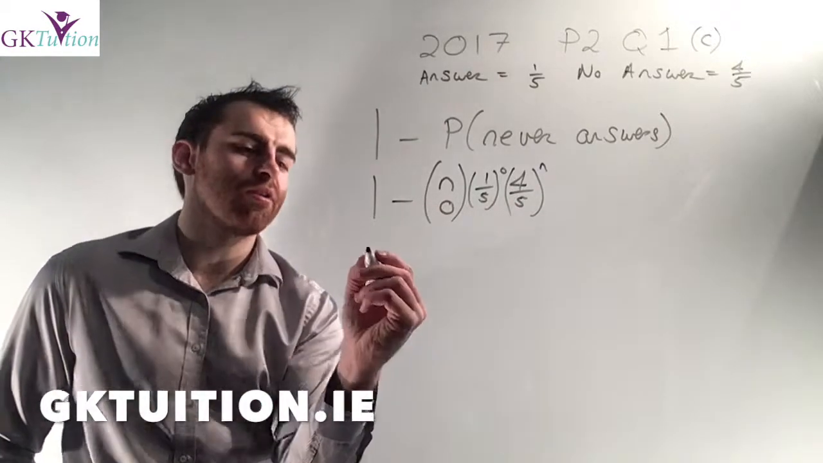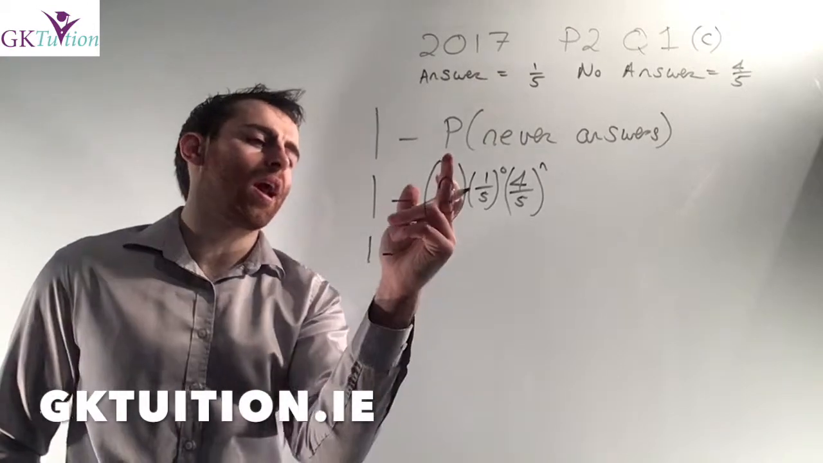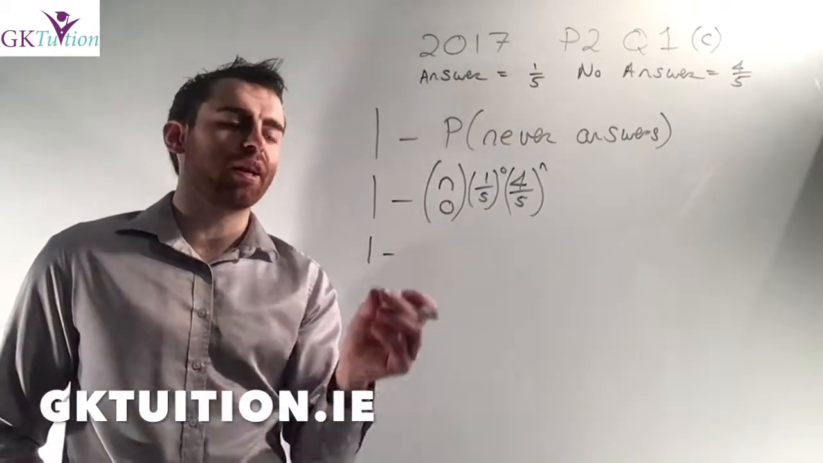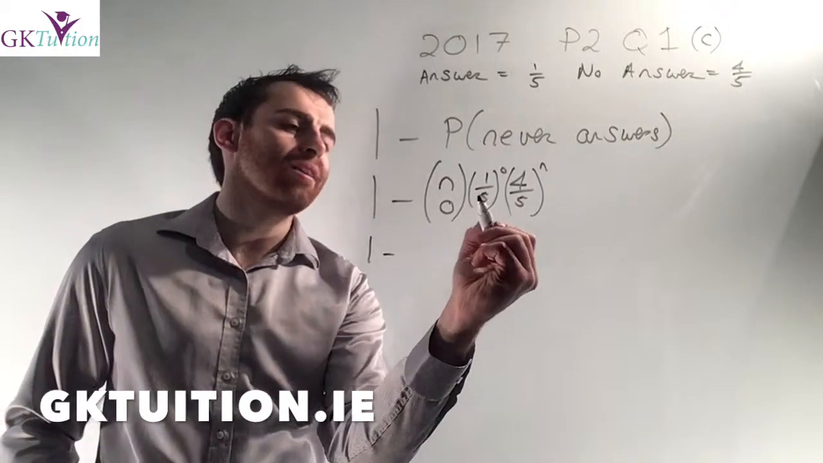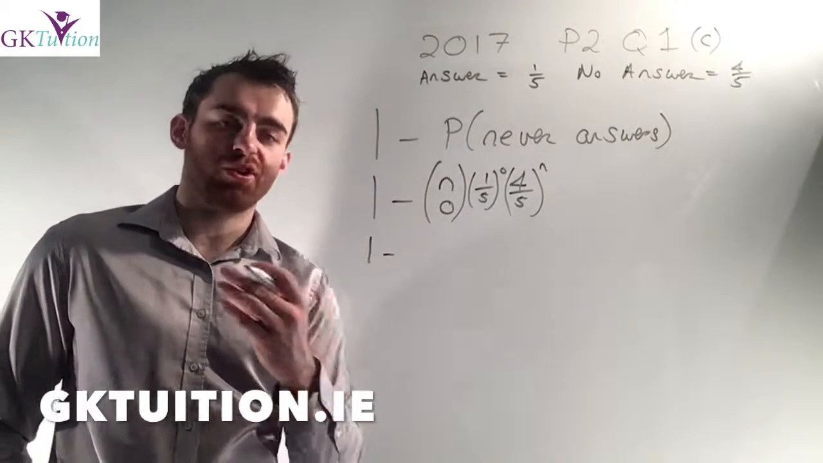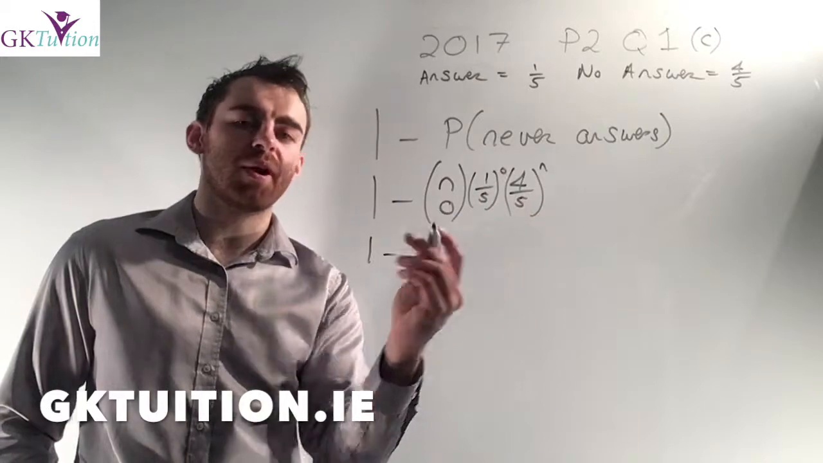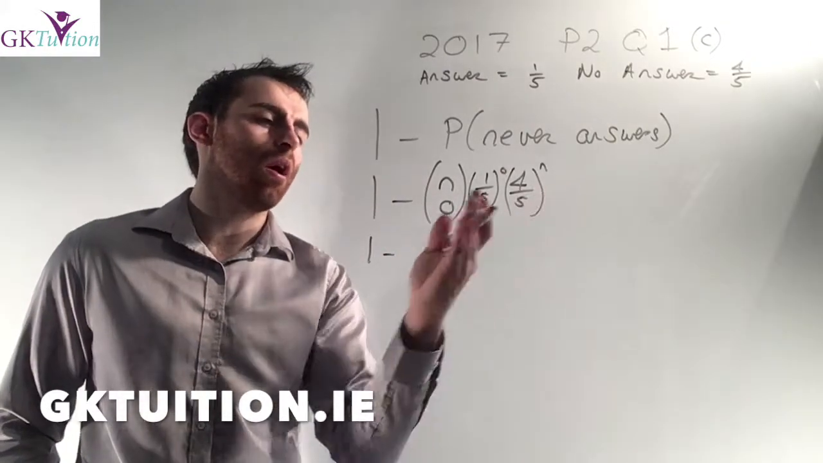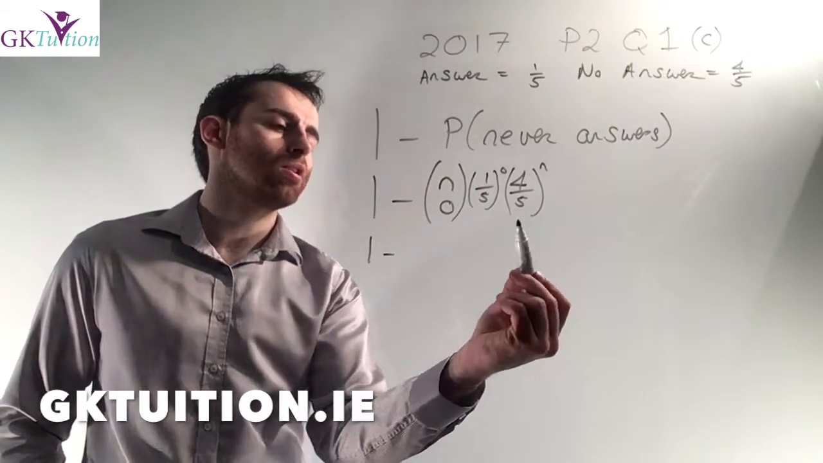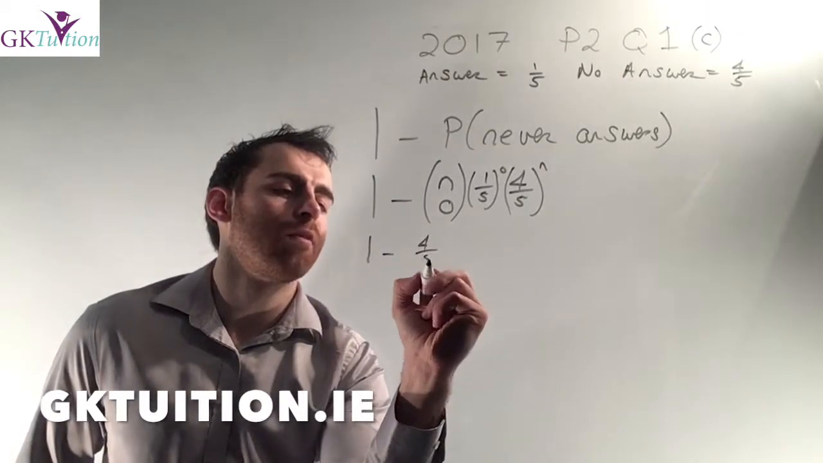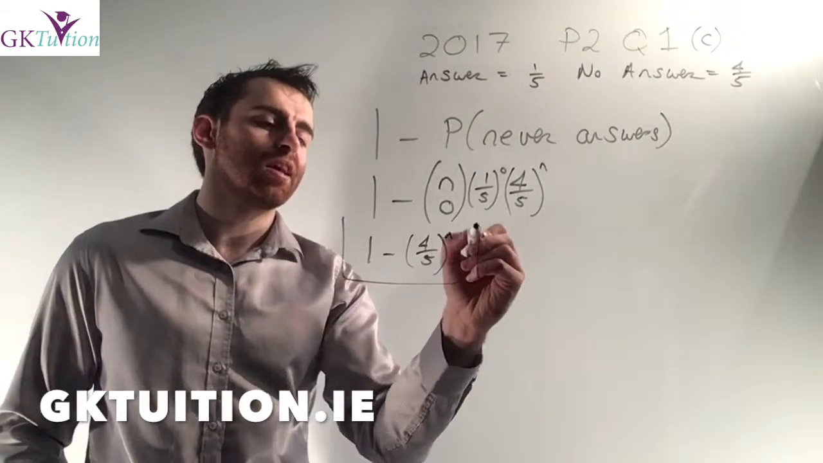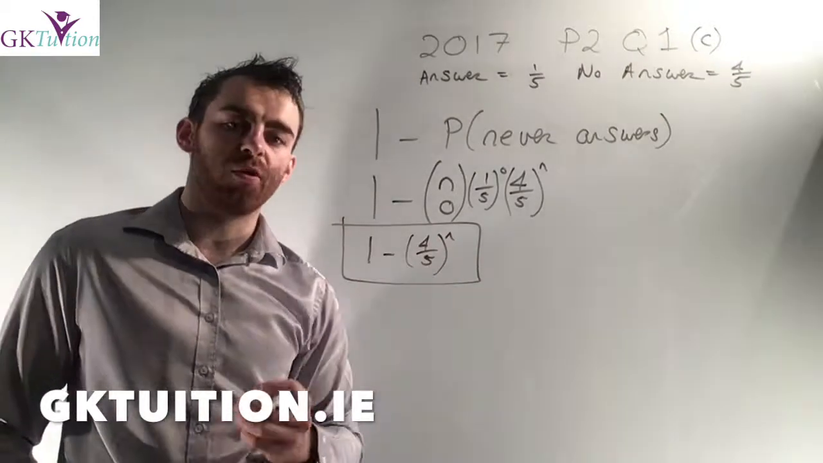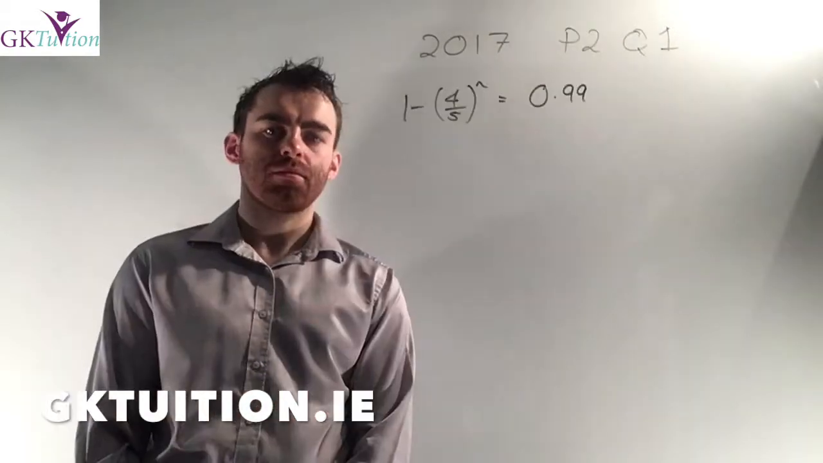And now this one works out nice enough for us. If you put any number choose 0 into your calculator, you're just going to get 1. So n choose 0 is 1. Any number to the power of 0 is just 1. So that means 1/5 to the power of 0 is 1 as well. So all I'm left with is that's a 1, that's a 1. So all I'm left with is 4/5 to the power of n. So my final answer in this case, in terms of n, is 1 minus 4/5 to the power of n.